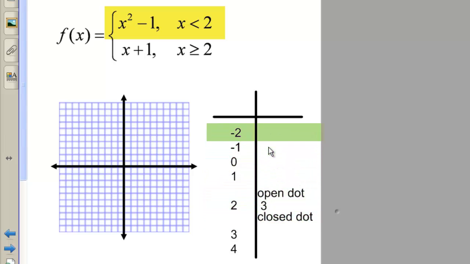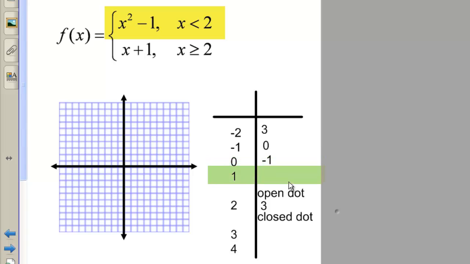Let's look at the input value of -2. That is less than 2, so I need to use the top piece. So -2 squared is 4 minus 1, and that gives me 3. Let's input -1. Again, it's an input less than 2, so I use the top piece. -1 squared is 1, minus 1 is 0. When I input 0, same story. It's an input value less than 2, so I'm going to use the top piece. 0 squared minus 1 gives me a -1.